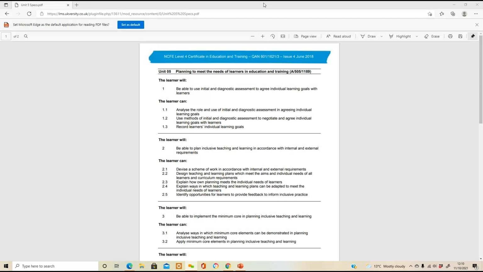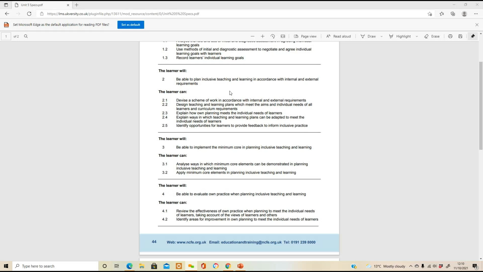So we're looking at Unit 5 of the Level 4 Certificate in Education and Training. Unit 5 is planning to meet the needs of learners in education and training, and there's 4 learning outcomes on here. We've covered this in Unit 4 quite a bit. It's about your initial and diagnostic assessment, so learning outcome 1 is quite based on that. Learning outcome 1 is to be able to use initial and diagnostic assessment to agree individual learning goals with learners. Learning outcome 2 will be able to plan inclusive teaching and learning in accordance with internal and external requirements.